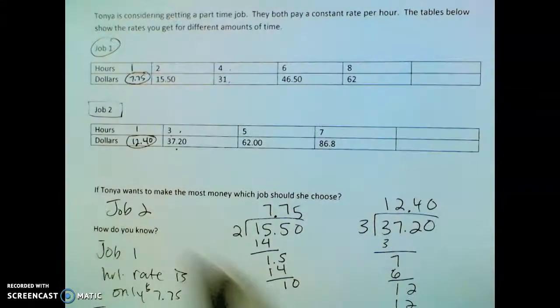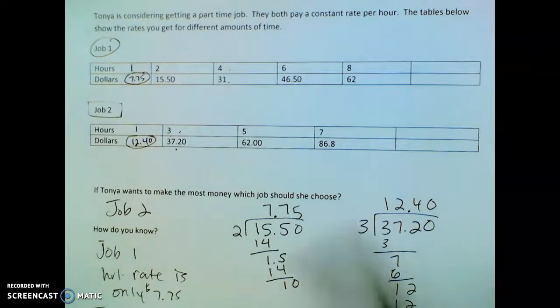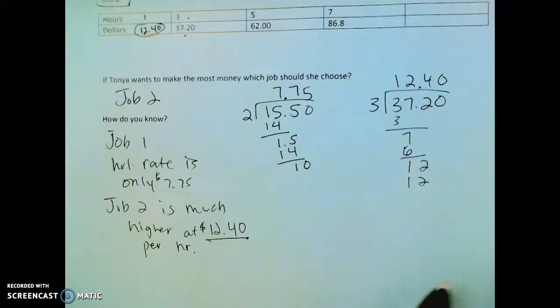So make sure how you know is you showing some of that computation and using pieces of the data in your explanation. All right. Oops, sorry. Hopefully you can see that.